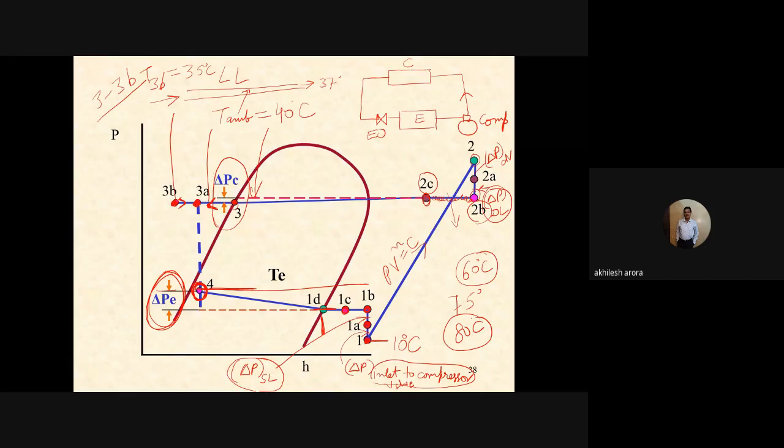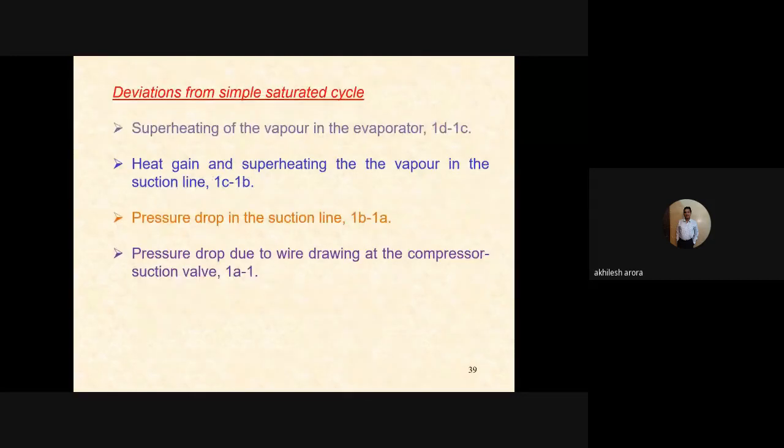So basically, I have discussed here the actual vapor compression cycle, where I have told you all the points. Okay, so let me see the further slides. I think this topic is repeated again and again in those slides. So let me see. Okay, so once again I am going to repeat the deviations from the simple saturated cycle actually.